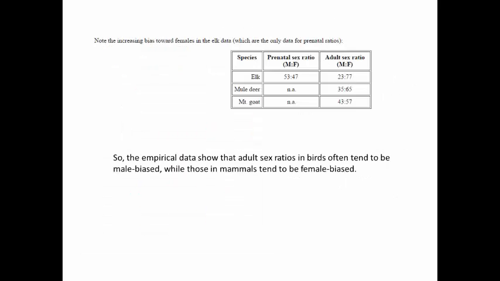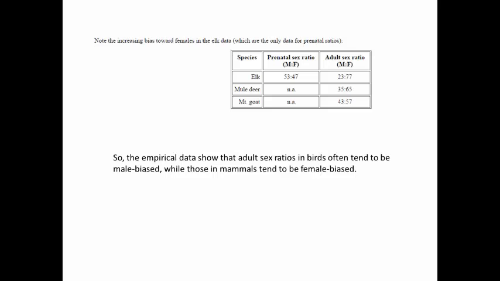Here's another example of this, looking at elk, mule deer, and mountain goats. And again, looking at the far column, the adult sex ratio, this is the number of males for females, and what you see is that they're skewed towards females. That is, lower numbers of males, higher numbers of females.